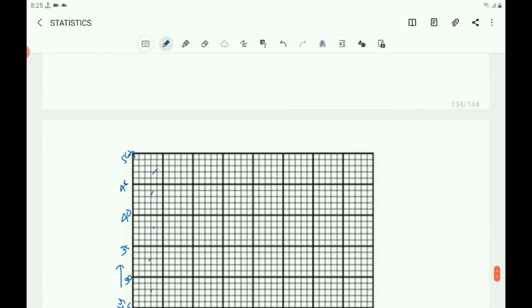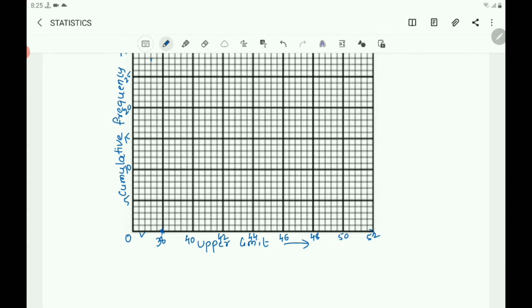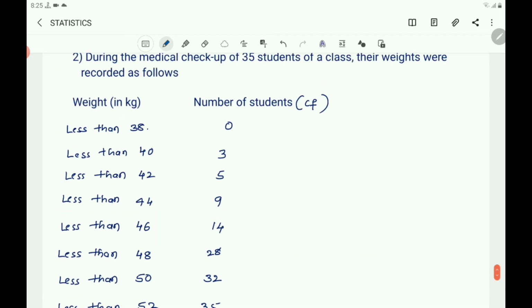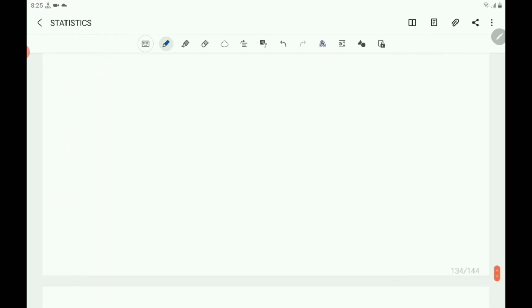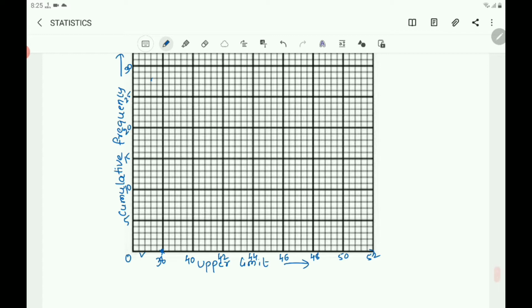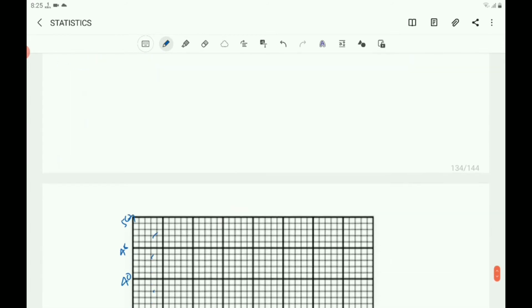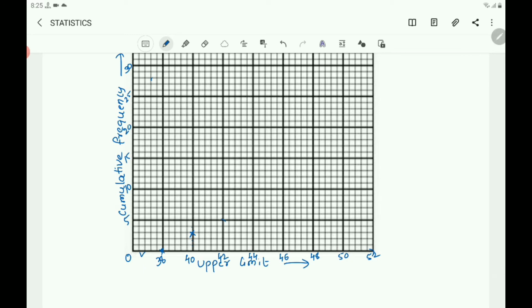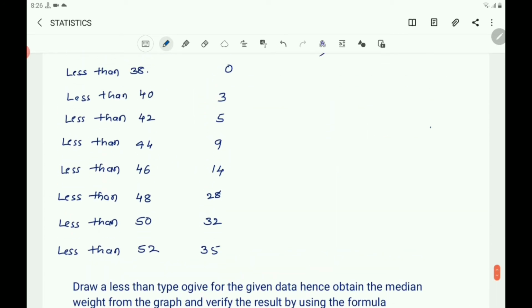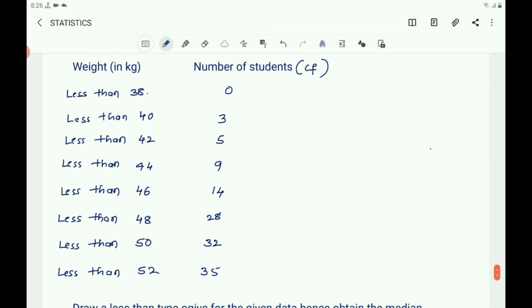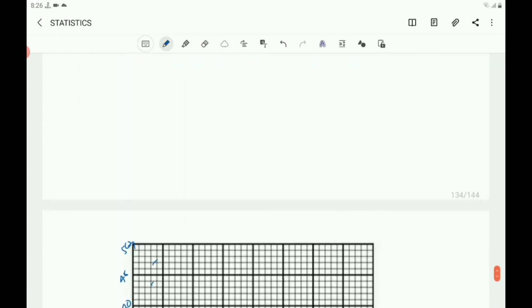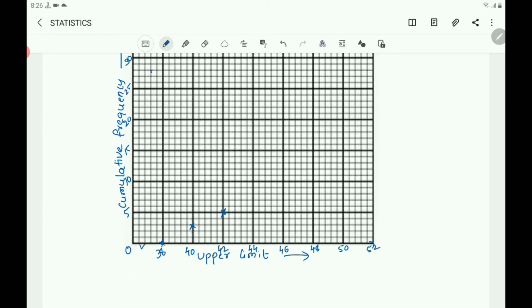Now the first one, you note down here: 38, 0. You mark here. Next, 40, 3. 3 means the third box. Then next one is 42, 5. 42, 5 you take here. Then 44, 9. 9 means 1 less than 10. It comes here.